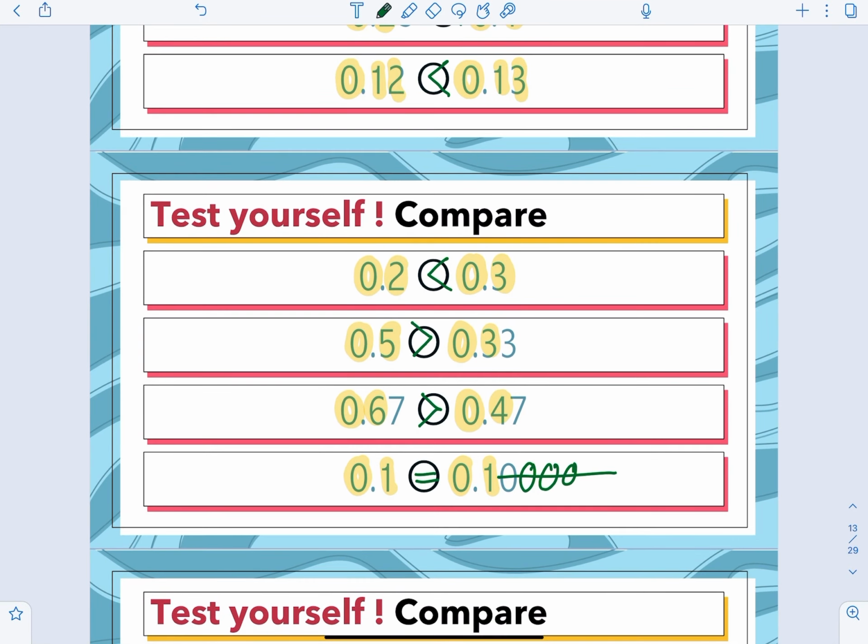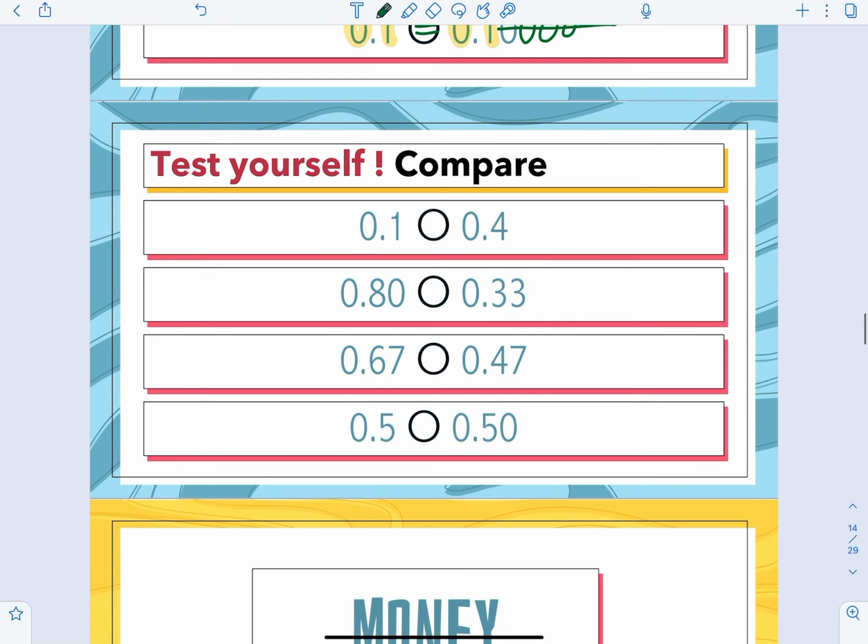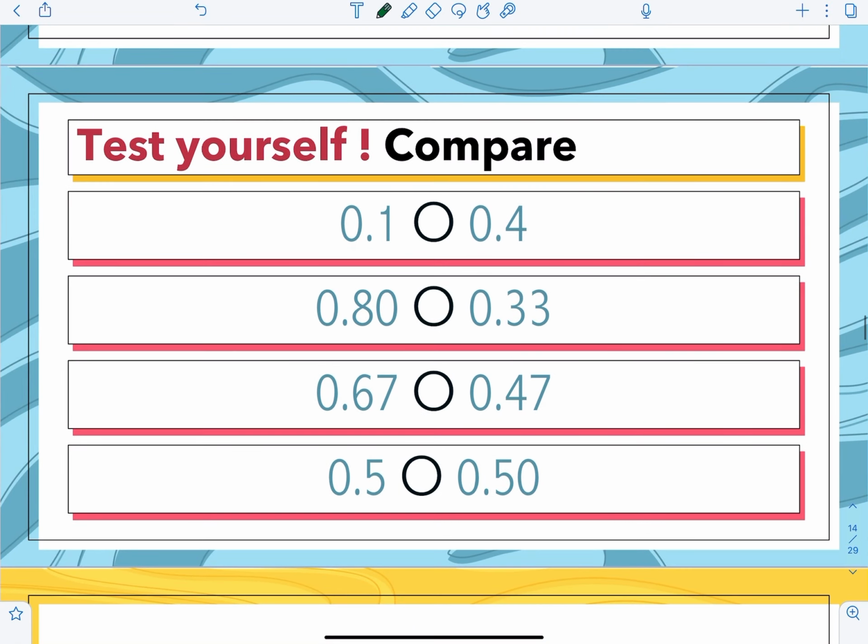Okay? Also, again, I want you to test yourself with comparing, so let's do that. Stop the video and try to solve it by yourself. Are you done? Let's do it. Here I have 0.1 and 0.4. So here I have a 1 and a 4 in the tenths place. So of course the 4 is bigger. After that I have 0.80, which is 8, so I will start with the 8, and here 0.33, so I will start with the 3. So 8 and 3, which one is bigger? Of course the 8 is bigger.